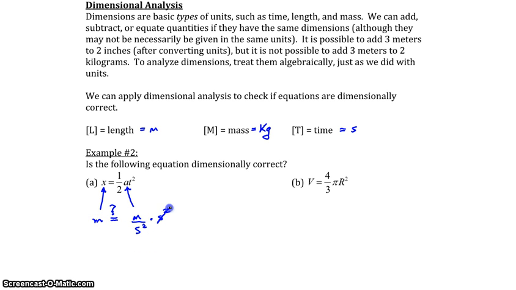So we want to know if this side and this side are equal to each other, and if you look at this, s squared here and this s squared here cancels out, and the meters on the one side and the meters on the other side are correct. So this is dimensionally correct.